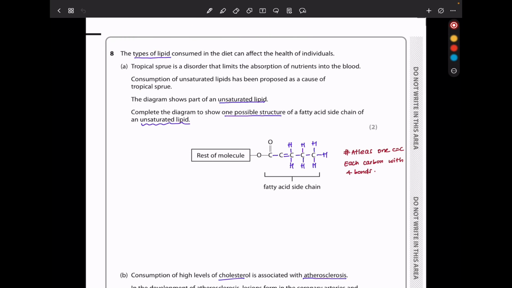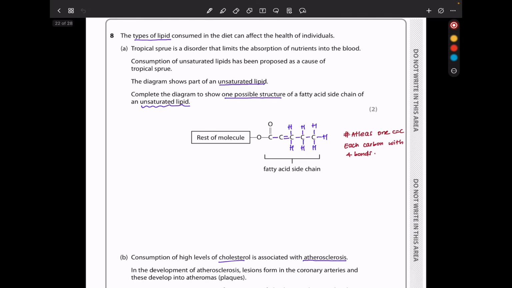The types of lipid consumed in the diet can affect the health of individuals. Tropical sprue is a disorder that limits the absorption of nutrients into the blood. Consumption of unsaturated lipids has been proposed as a cause of tropical sprue. The diagram shows part of an unsaturated lipid. Complete the diagram to show one possible structure of a fatty acid side chain of an unsaturated lipid.